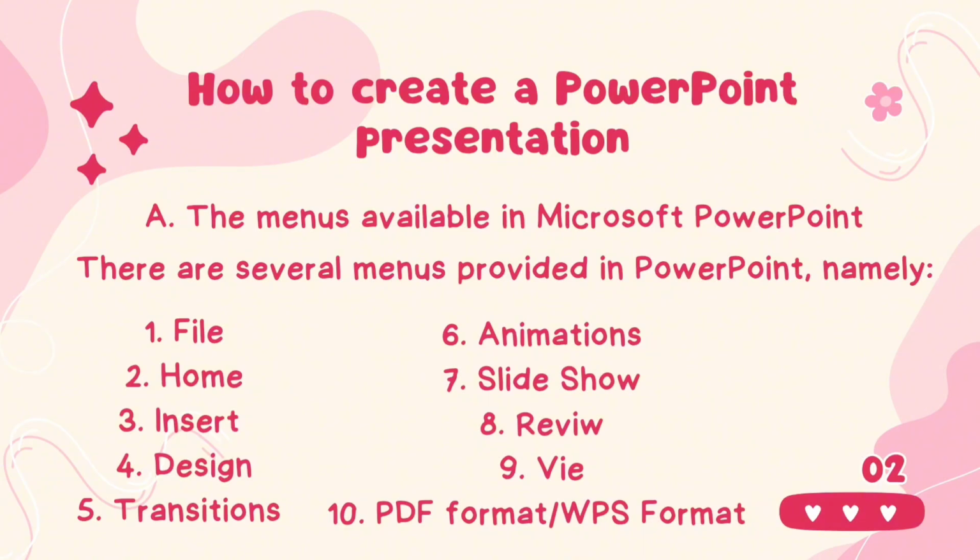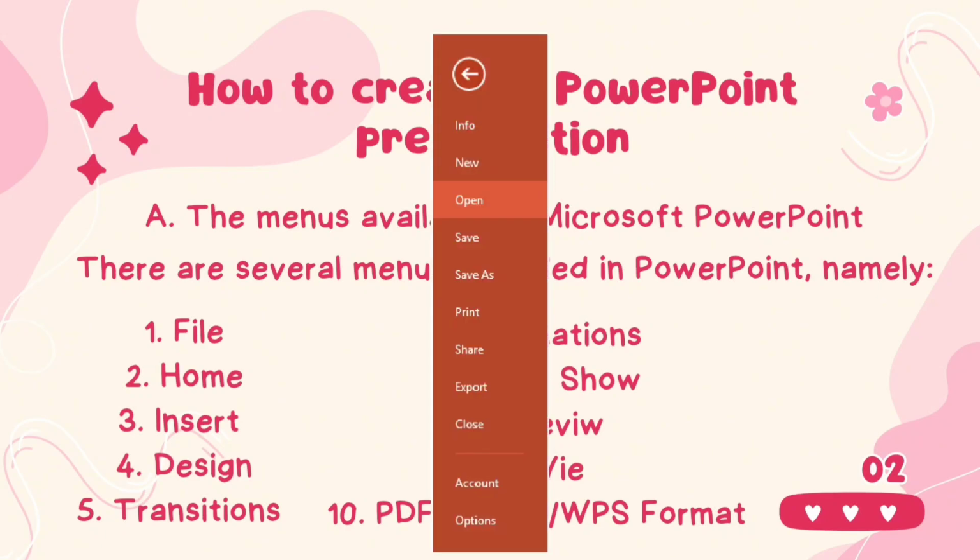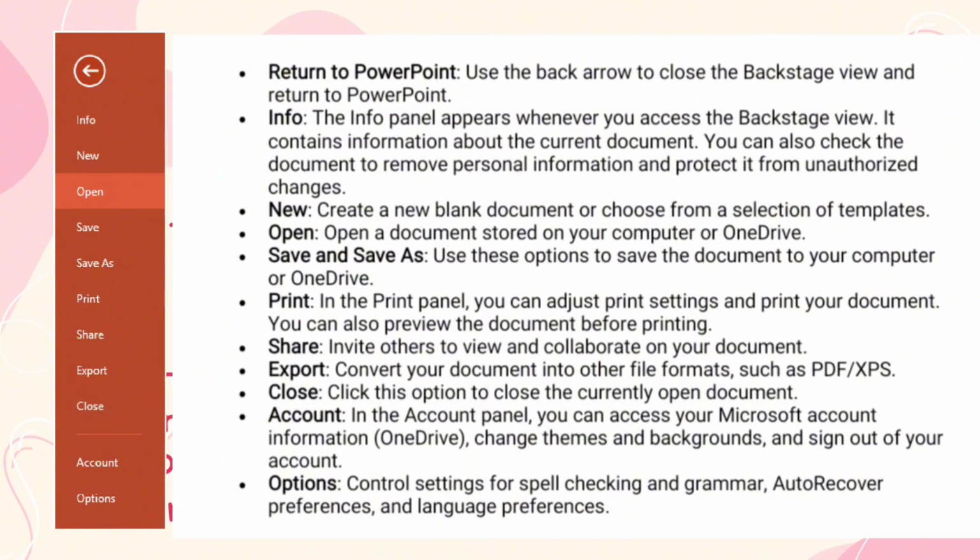There are several menus provided in PowerPoint, namely the first, File menu. The File menu, also known as the Backstage menu, provides options for saving, opening files, printing, and sharing your document. To access the Backstage view, click the File tab on the ribbon. In the File menu, there are Return to PowerPoint, Info, New, Open, Save and Save As, Print, Share, Export, Close, Account, and Options.